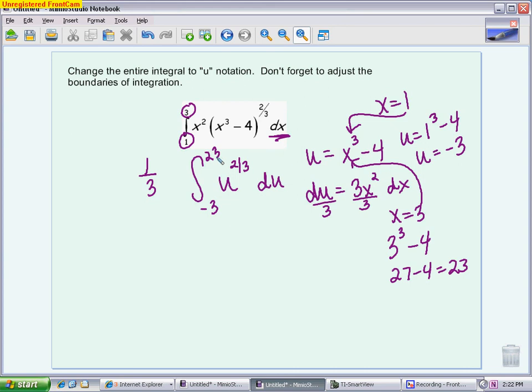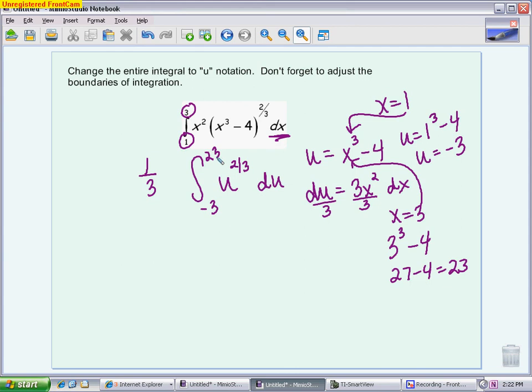A nice trick when you're getting used to seeing these problems on an AP test is that a lot of times one of your wrong choices has the exact same boundaries. You know immediately when you look at your choices, if they didn't change the boundaries, then they didn't finish the problem. So if this was a multiple choice where you had A, B, C, D, and say letter A or letter B still had boundaries of 1 and 3, it can't be right because they didn't make that complete adjustment.